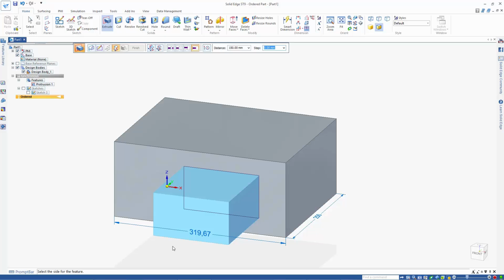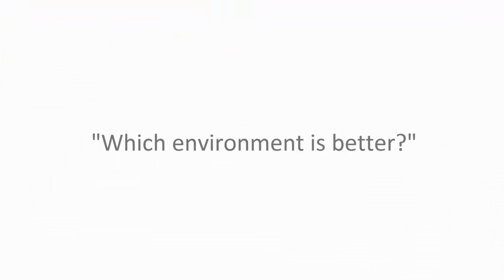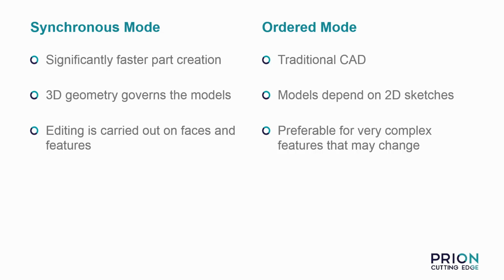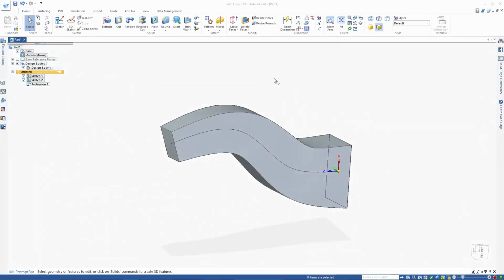One of the most frequently asked questions by new users of synchronous technology is, which environment is better? The honest answer? It depends. Synchronous creates part features faster, as the focus is on 3D geometry rather than 2D sketches. However, ordered mode is essentially traditional CAD, which some users may prefer. It is also the preferred mode for creating complicated features such as lofts and sweeps.